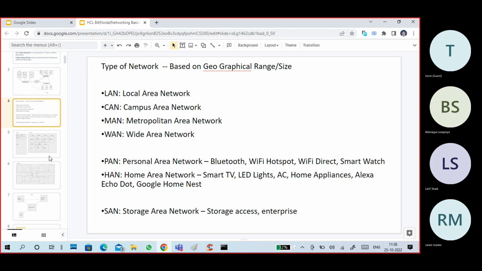CAN, campus area network. It means a campus, like a university campus or college campus. Some colleges are single-building colleges, as I see in some places. Some colleges have multiple buildings, with department-wise buildings. If you take universities, a lot of buildings are there, right?